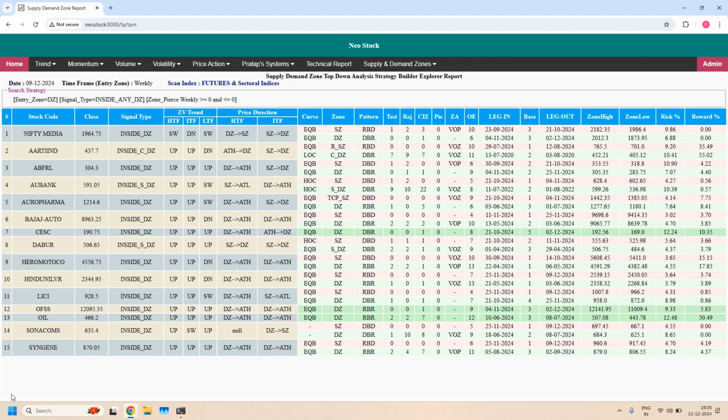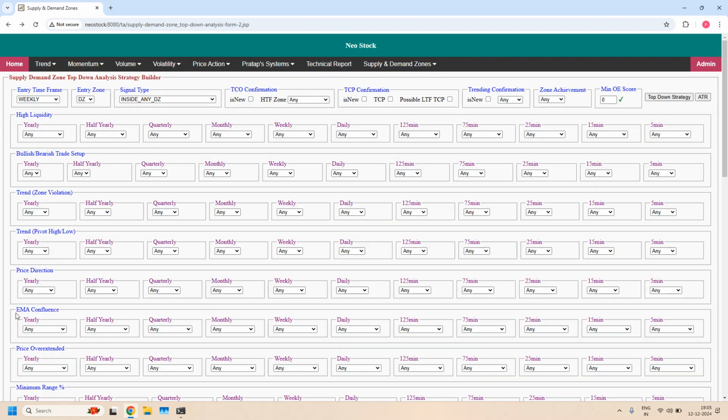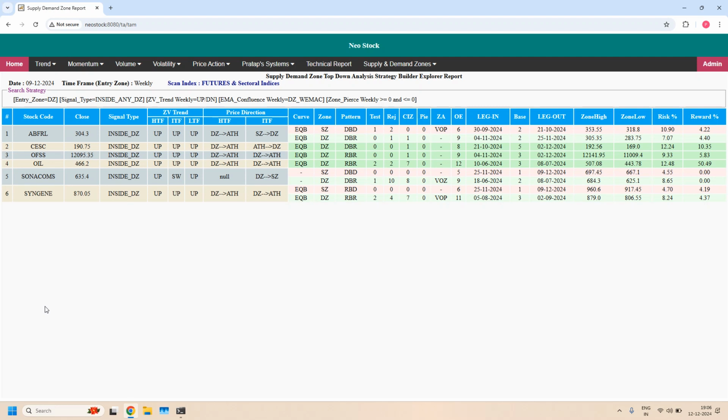Out of these 15, there could be some high probability demand zones based on weekly EMA Confluence. So these 15 stocks let us filter further with the EMA Confluence at weekly time frame. We are setting weekly demand zone having weekly EMA Confluence filter. And also the trend on the weekly time frame should not be sideways. So I am selecting up or down. With these filters, we got 6 stocks. And these 6 are high probability weekly zones because these weekly demand zones are having weekly EMA Confluence and also price closed inside these weekly demand zones.